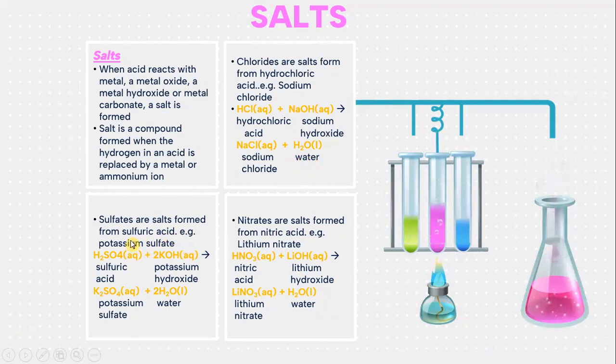Sulfates are salts formed from sulfuric acid. Example, potassium sulfate: sulfuric acid, H2SO4, plus potassium hydroxide, 2KOH, to form potassium sulfate, K2SO4, plus 2H2O, water. Nitrates are salts formed from nitric acid. Example, lithium nitrate: nitric acid, HNO3, plus LiOH, lithium hydroxide, to form lithium nitrate, LiNO3, plus H2O, water.